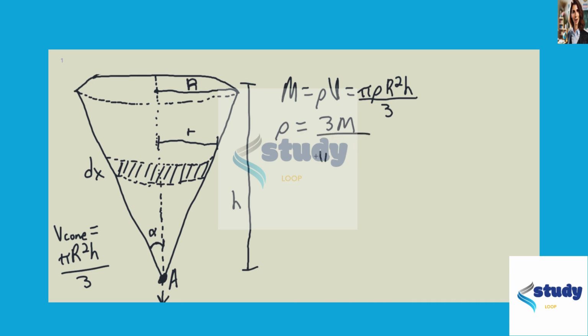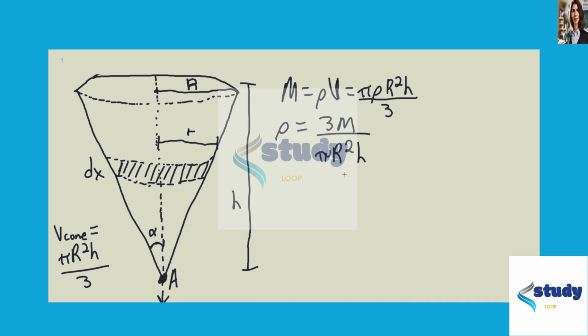This is the definition for mass. And this would be equal to pi rho r squared h over 3, given that the volume of a cone is, again, pi r squared h over 3. So in this case, we would have to solve for rho. So rho is going to be 3m over pi r squared h.